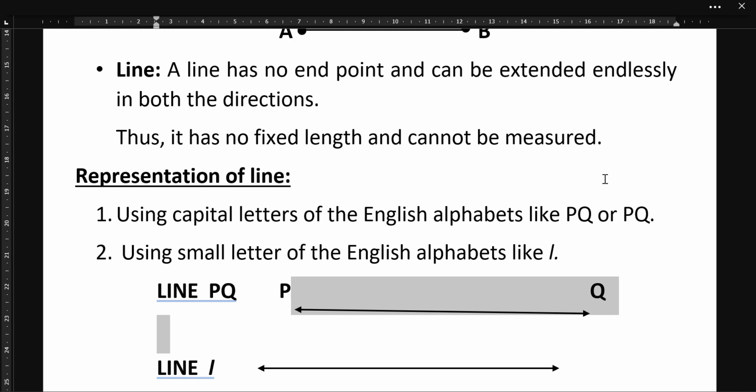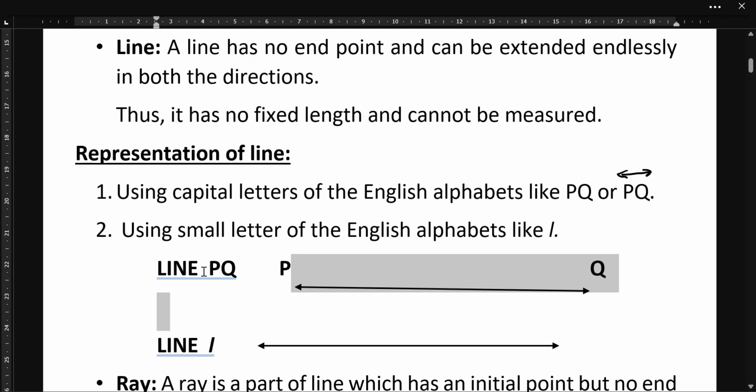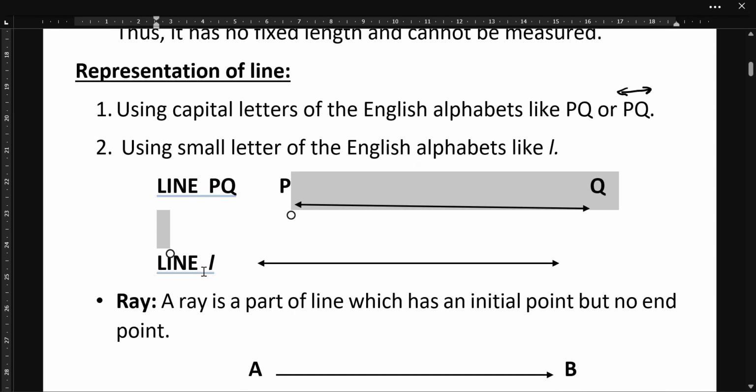We have two ways to represent a line. First is by using capital letters of the English alphabet, like PQ, line PQ. And the second representation uses a small letter of the English alphabet, like here we can say line l, or line p in a small letter.